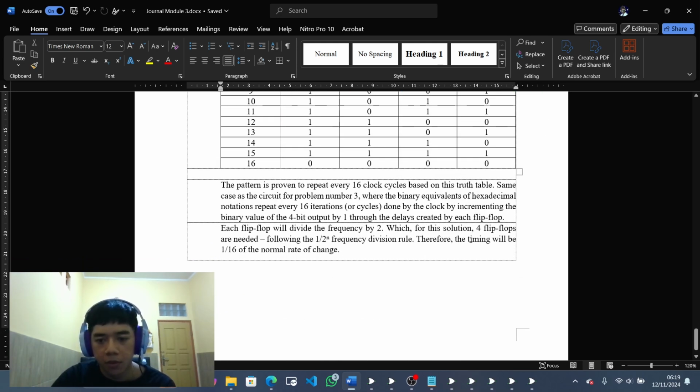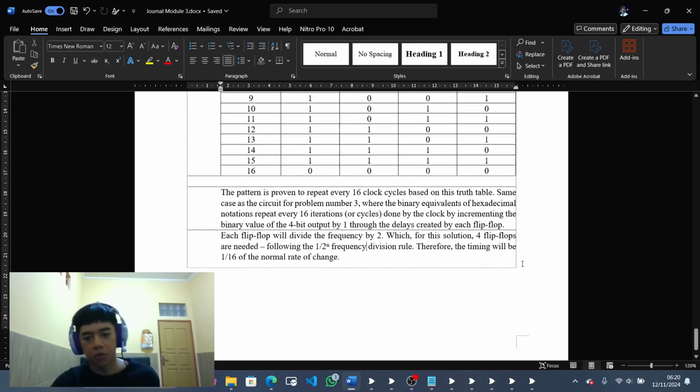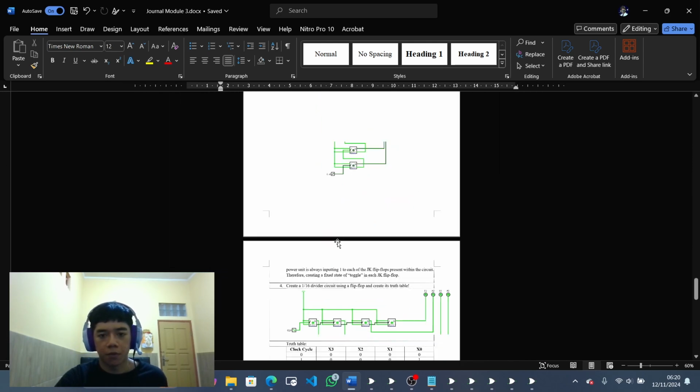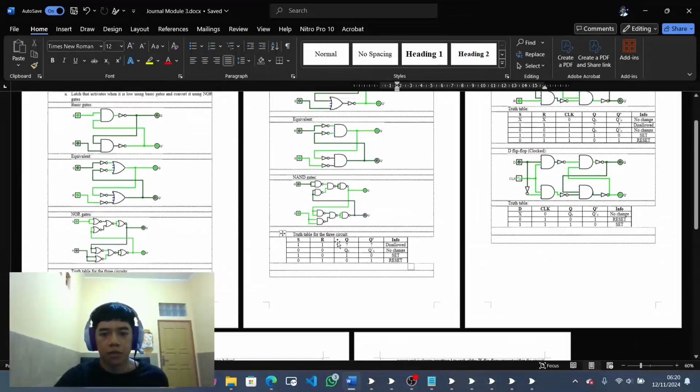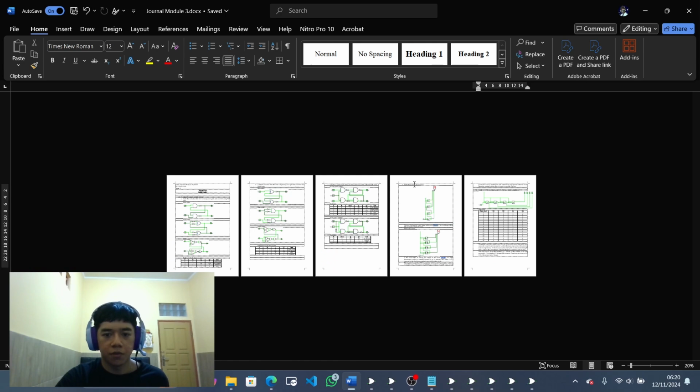Okay. So for this solution, 4 flip-flops are needed following the 1 over 2 to the power of n frequency division rule. Okay. Therefore, the timing will be 1/6 of the normal rate of change or frequency. Yeah, so this is basically it for my explanation for the current journal.